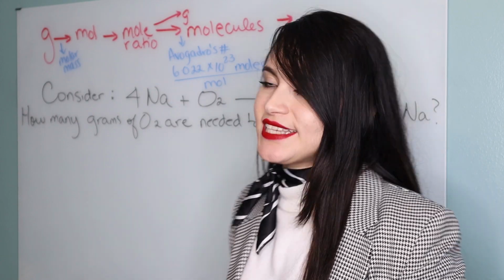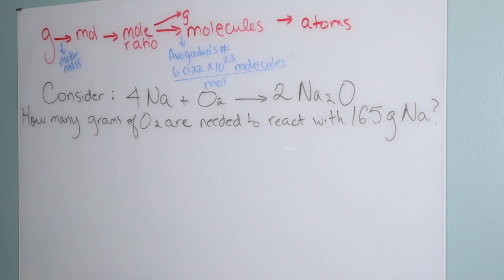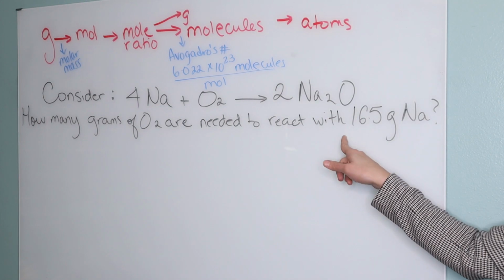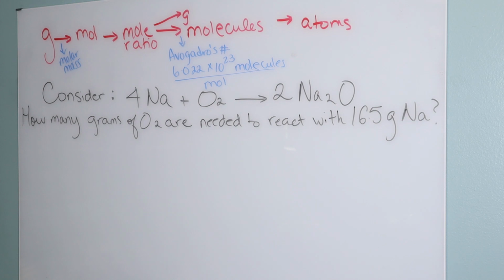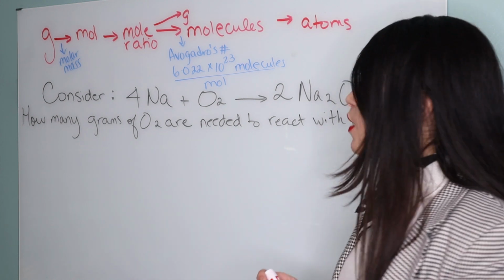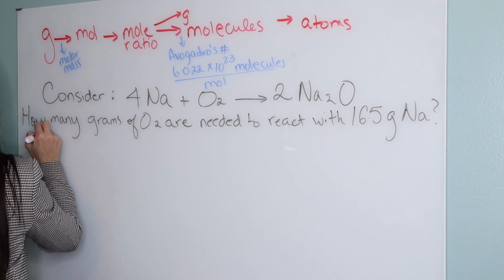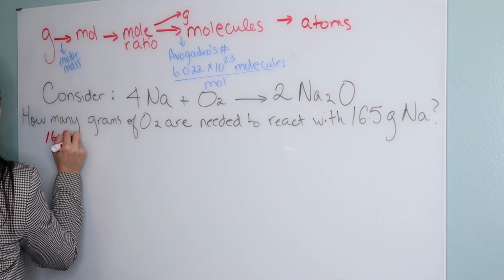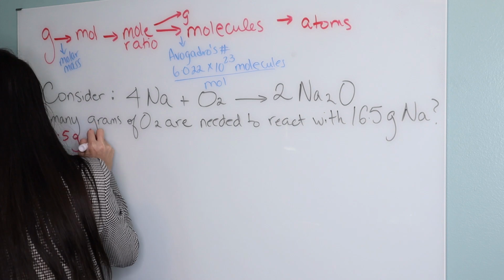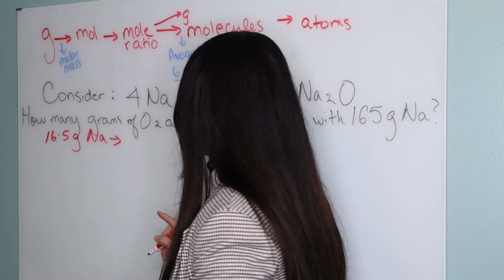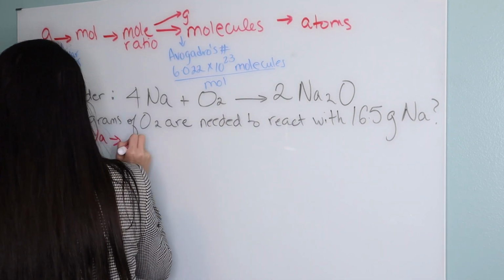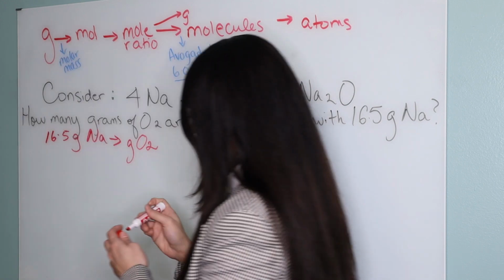The next question is asking, how many grams of dioxygen are needed to react with 16.5 grams of sodium? So again, first of all, I want to go ahead and know exactly where I'm starting and finishing up. So I'm starting with 16.5 grams of Na, so sodium, and I want to end up with grams of O2.